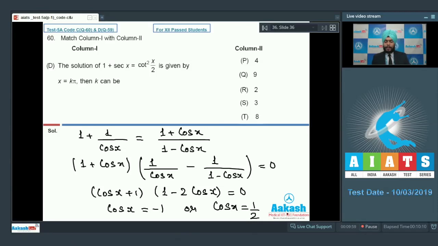Similarly, cos x cannot be 0 or it cannot be 1 because they are in the denominators. So we have the x equal to k pi as the solution. Students, obviously k can be 1, k can be 3, k can be 5. All odd numbers are permissible. So this matches with Q and S. Obviously, 2 pi will give you cos x equals to 1. So that is not the solution. 4 pi again, 8 pi again, the same. So D matches with QS.